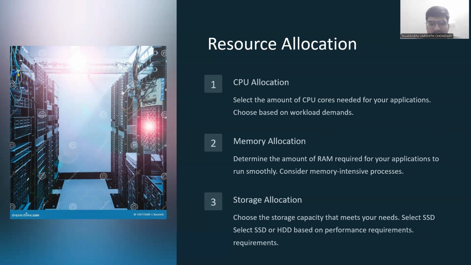And coming to memory allocation, if your process is running very intensively, then you need to choose high RAM. Then coming to storage, if you are working with big data or something like that, you can choose a good amount of disk space, near 1 TB or more than that. So you can choose a storage allocation. There are SSD and HDD, and you can choose based on the performance requirements.